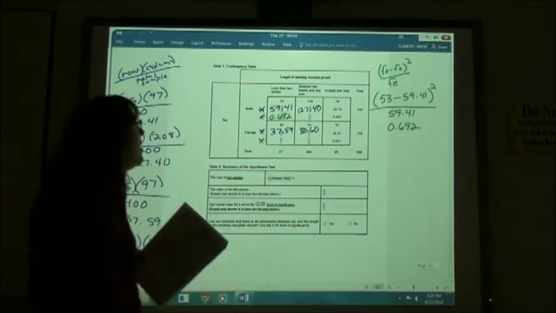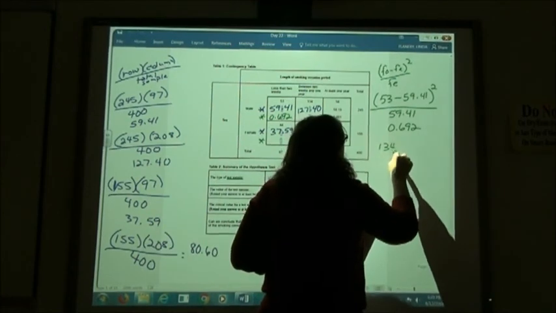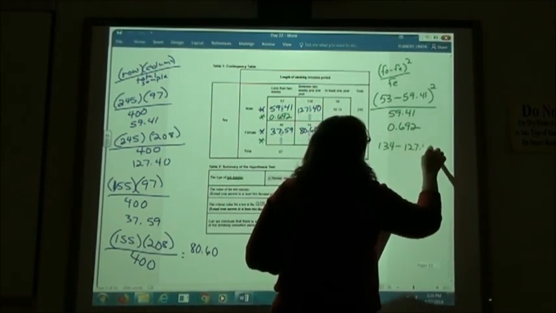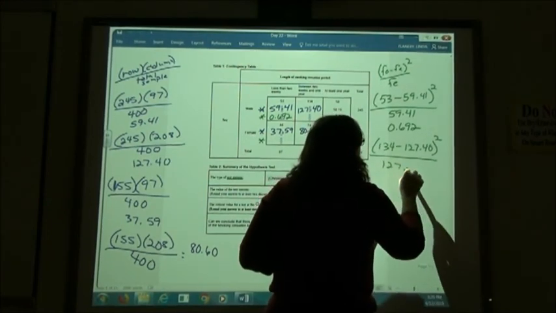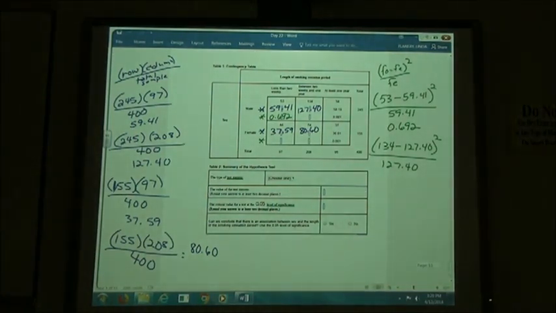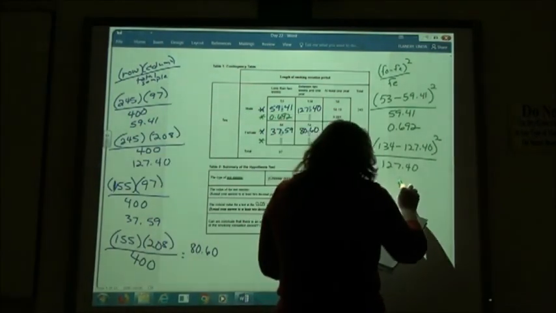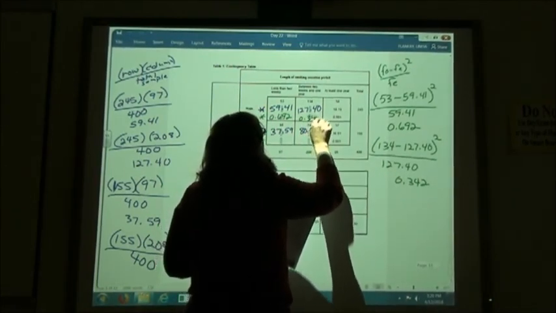On the next one, my observed is 134. 134 minus 127.4 squared divided by 127.40, which is what I got for my expected frequency. So 134 minus 127.4, square that, and then divide it by 127.4. You should come up with 0.342.